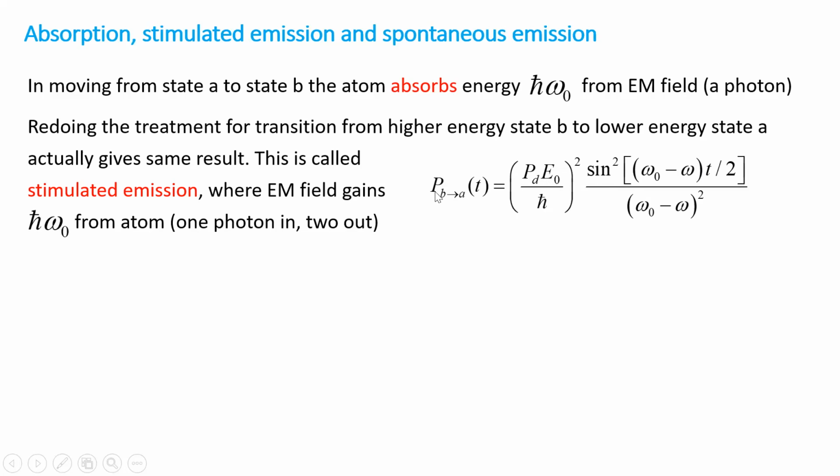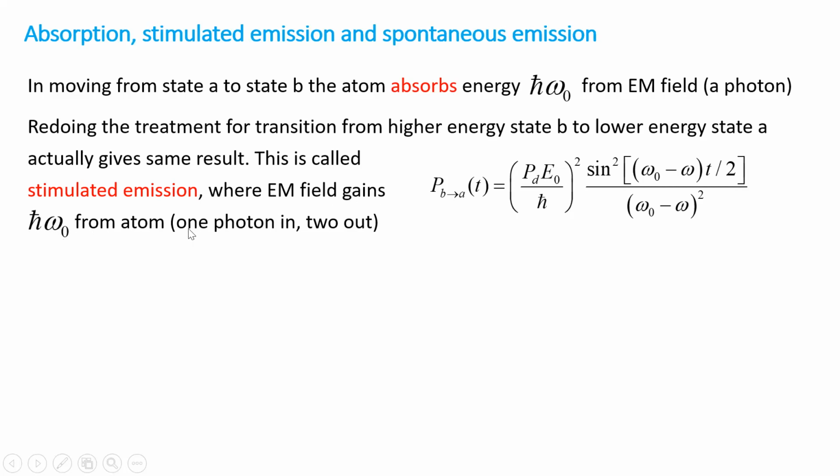So we had the same rate to go from the lower energy state to the upper energy state as we get from the higher energy state to the lower energy state in the presence of the electromagnetic wave. And this, going from the higher energy state to the lower energy state in the presence of the electromagnetic wave, is called stimulated emission. Here, the electromagnetic field gains ħω₀ from the atom, because the atom is going from a higher energy state to a lower energy state. So it's giving off energy, which goes into the electromagnetic field that it's interacting with.